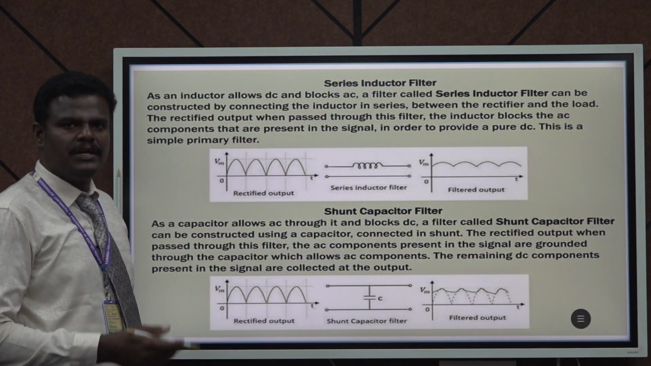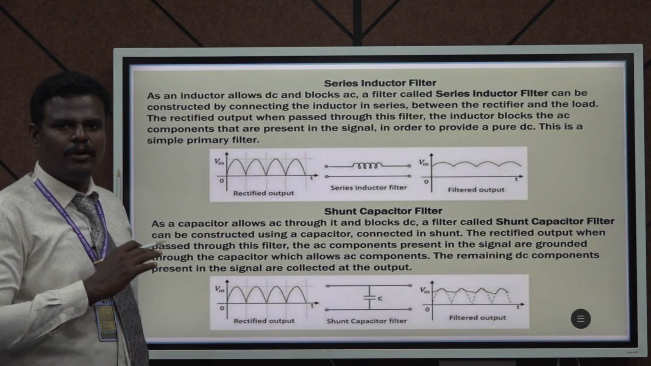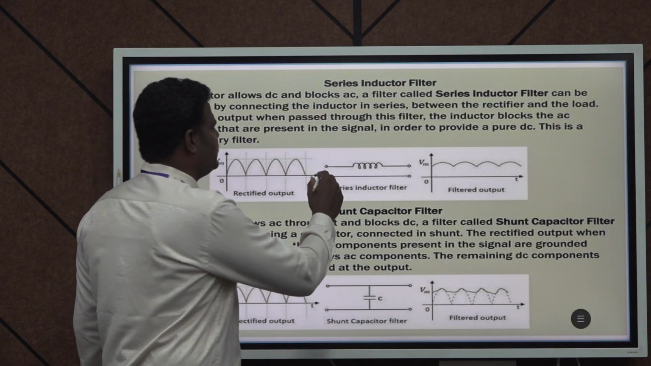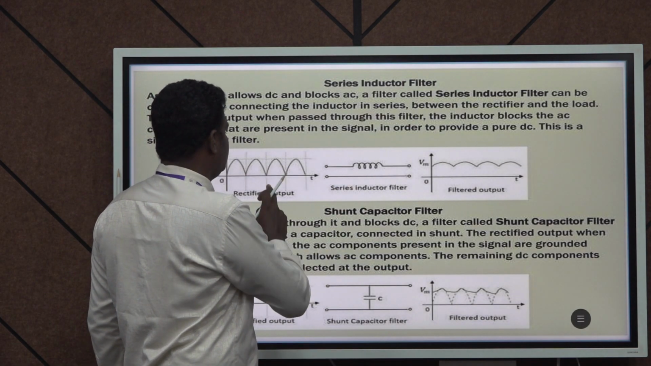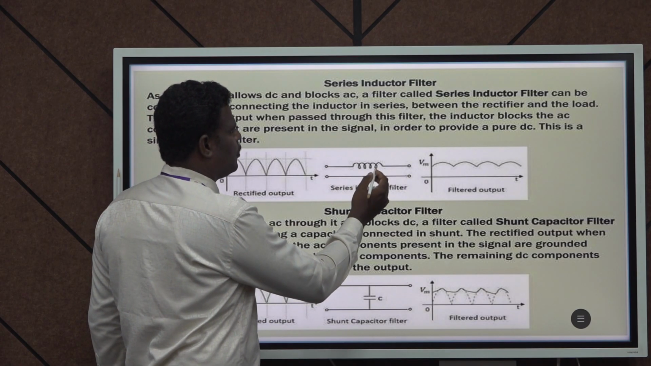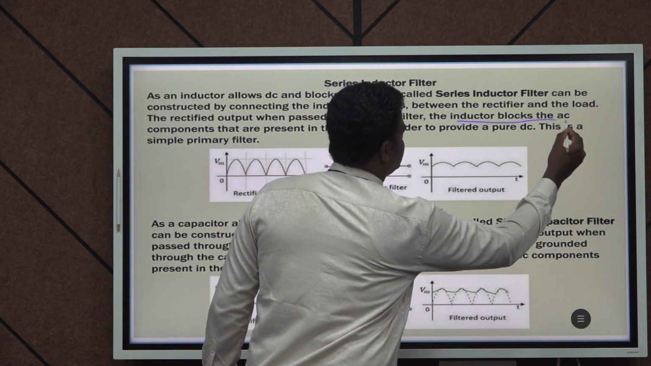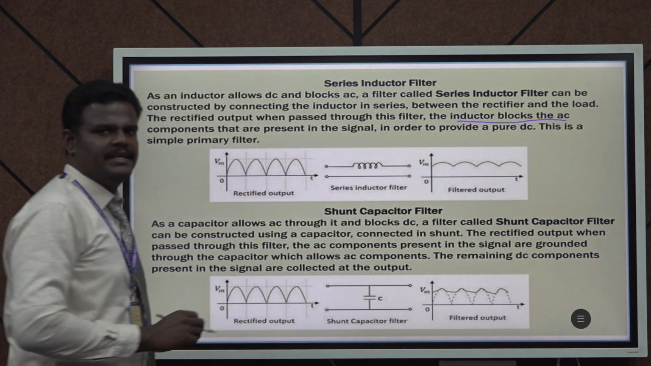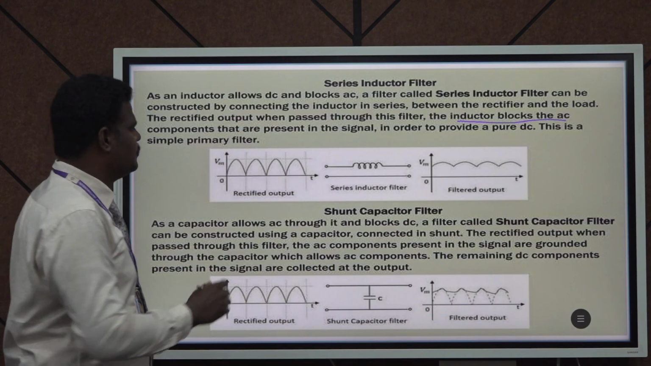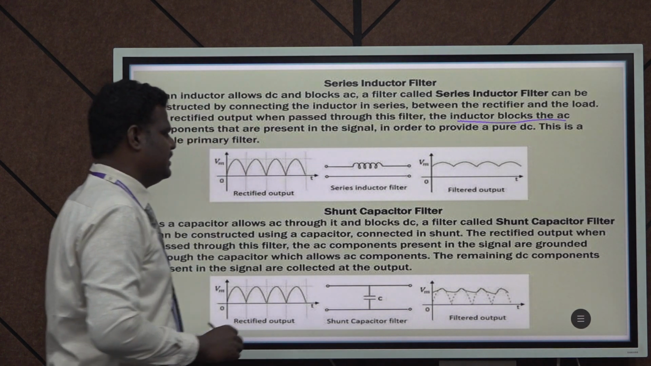We know that an inductor blocks the AC component and allows the DC component. That is why we put an inductor in series with the rectified output. Here the inductor blocks the AC content present on the DC side and allows a pure DC. So, we get a filtered output like this.